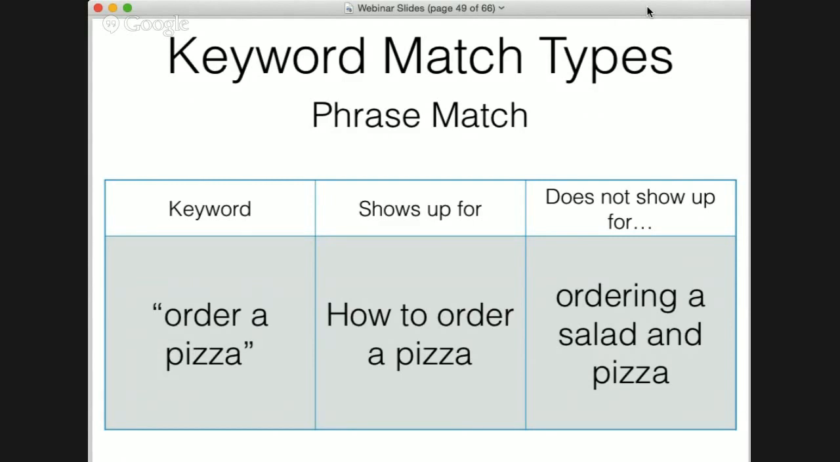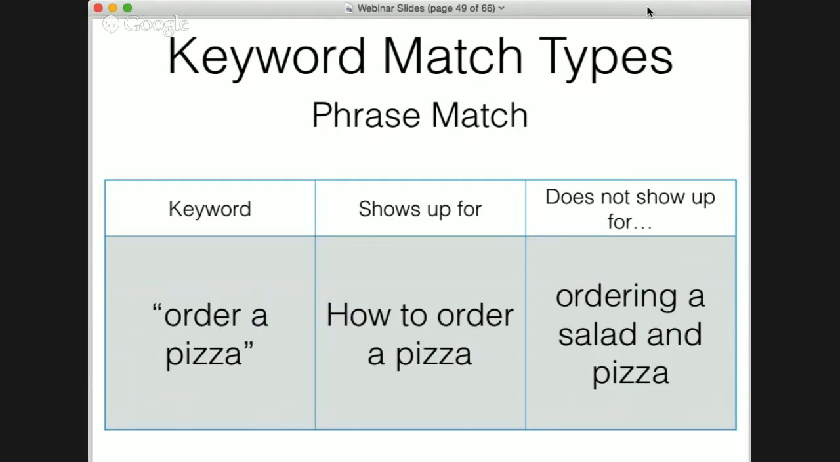So if our keyword is order a pizza, and someone types in how to order a pizza, you'll show up, but you will not show up if someone types in ordering a salad and a pizza. What you're saying with phrase match is, okay, I only want to show up when these words are in this specific order. There could be other words in the query, but these words in the quotes need to be there. So that's why you show up for how to order a pizza, but not for ordering a salad and a pizza.